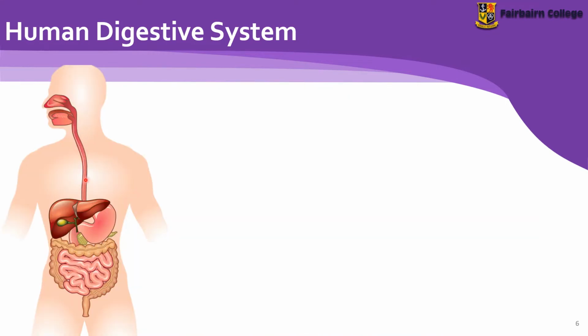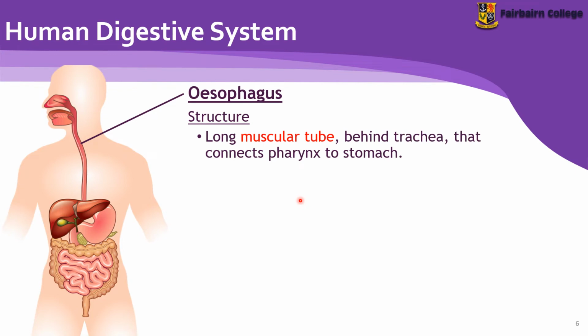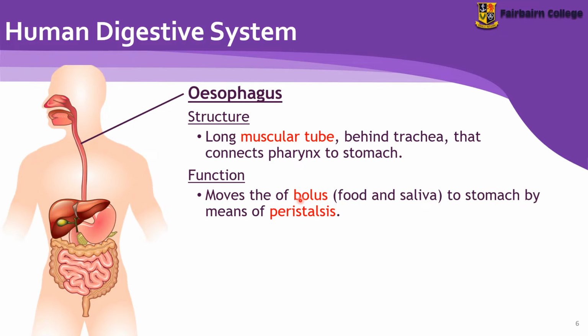This brings us then to the esophagus. The esophagus is a long muscular tube that is situated behind the trachea and connects the pharynx to the stomach. The function of the esophagus is to move the bolus of food from the pharynx to the stomach.